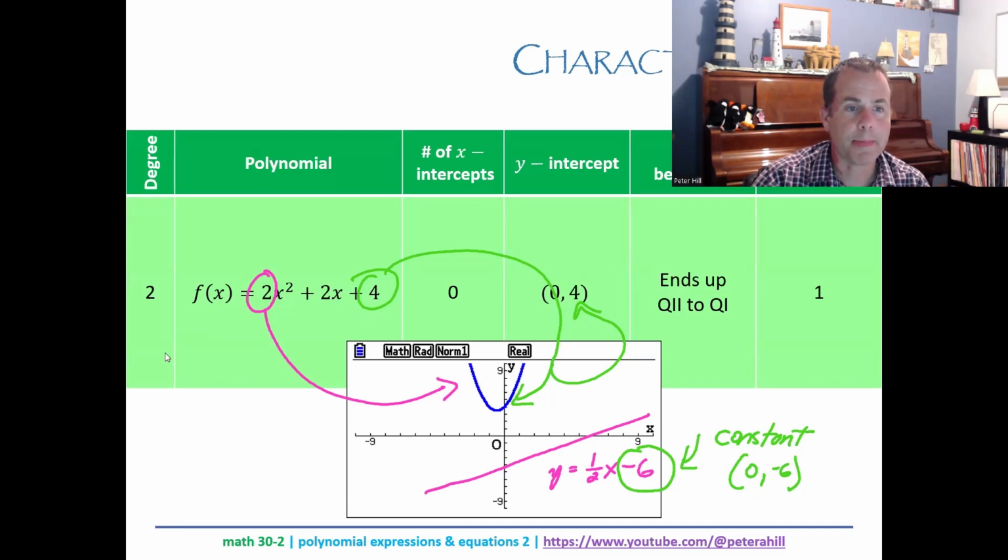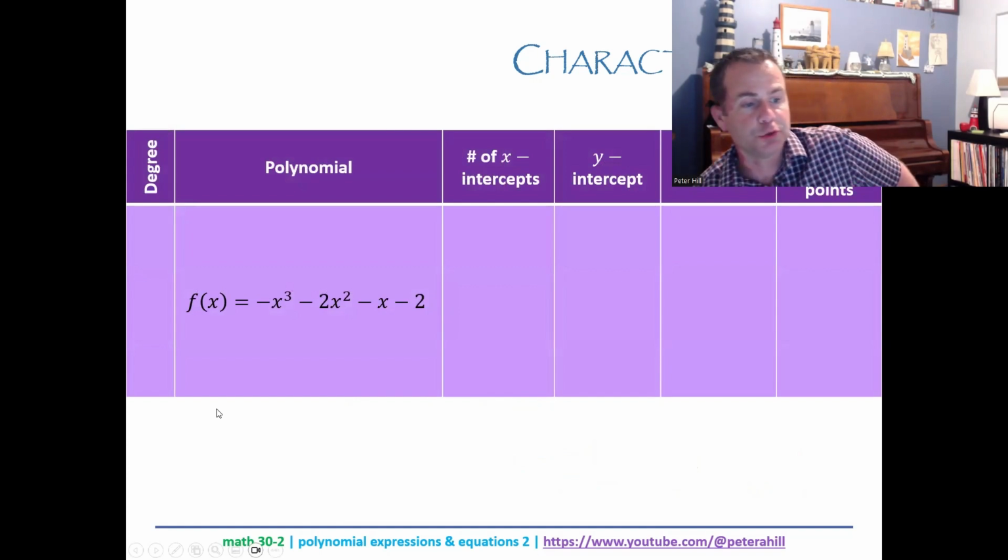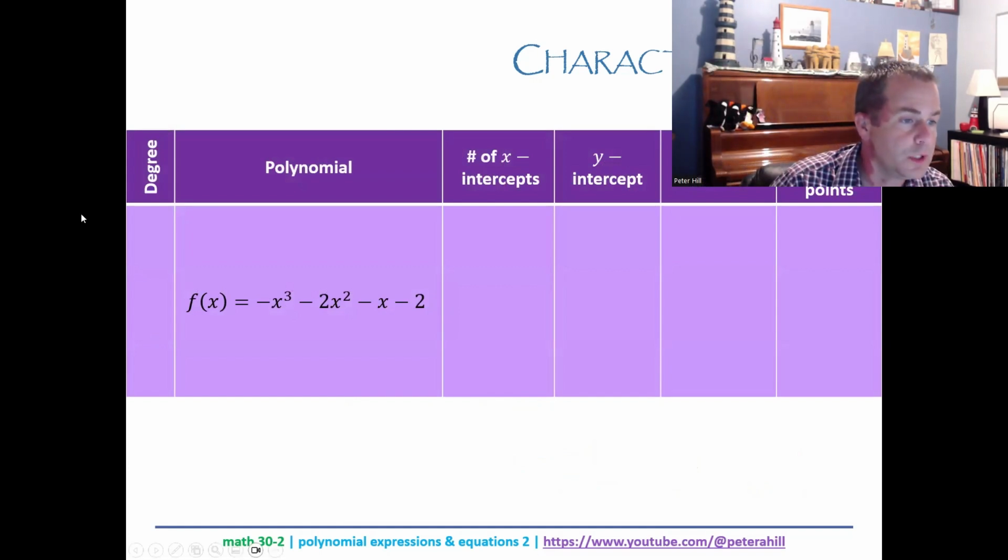Yay. Try this guy. Now, this guy I would like to do with you, graph with you. So I'm going to switch my screens one more time. So it's -x cubed. Maybe just write that down before I switch screens on you. -x cubed minus 2x squared minus x minus 2.